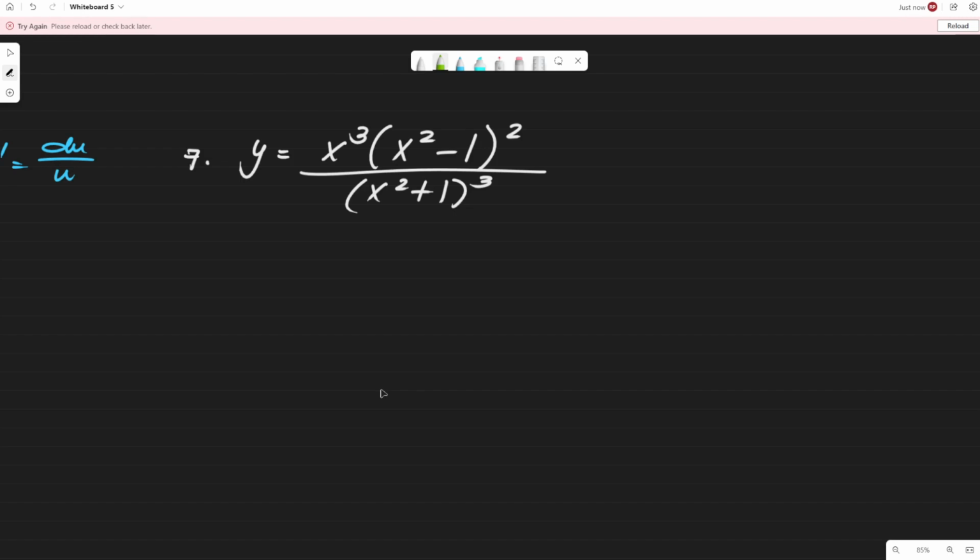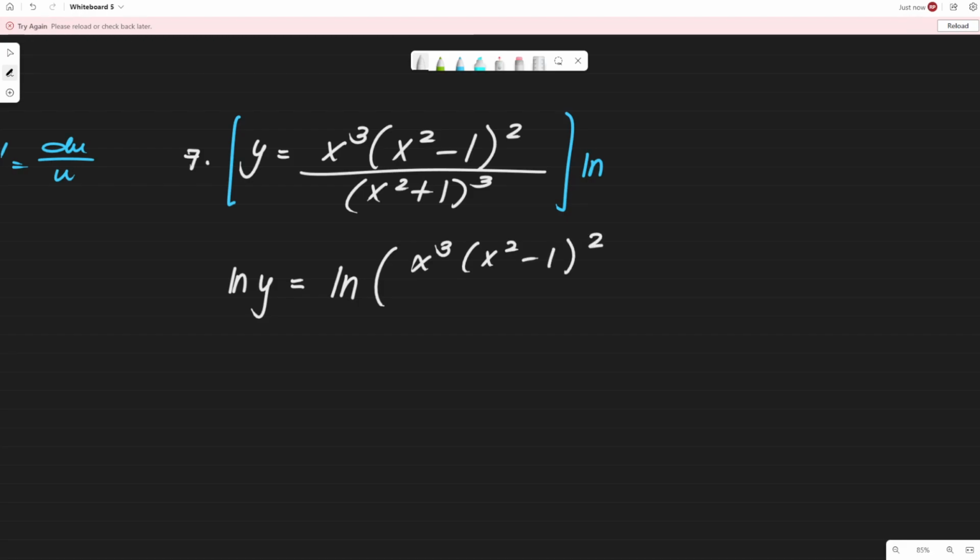So in evaluating, kasi remember, 'di ba, meron tayong mga properties for ln. Meron tayong mga specific properties. So if we're going to evaluate this using ln, we'll have ln y is equal to ln of x cubed, x squared minus 1 squared over x squared plus 1 cubed. Okay. Sa ln guys, kapag naka-multiply plus, kapag naka-divide minus.